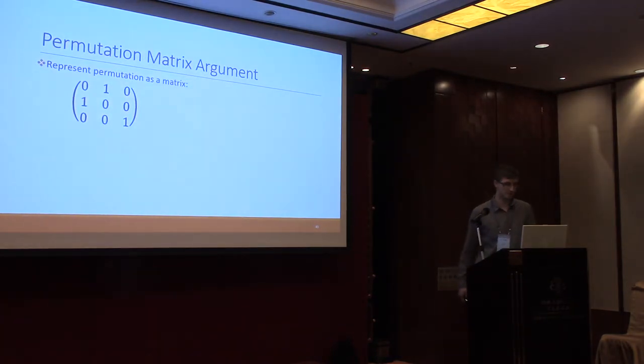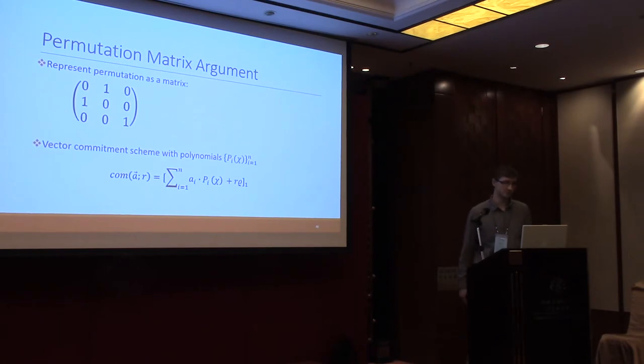And now a little bit in more detail. First is the permutation matrix argument. What's a permutation matrix? It's a matrix where in each row and each column we have exactly one 1, and all the other entries are zeros. Of course, if you multiply this matrix by a vector, then this vector will be permuted. We will use vector commitment schemes with polynomials. We have some polynomials, p_i, that are linearly independent, and the commitment will look as you see here. These p_i polynomials are evaluated at a random point, and also this rho is some random point, and all of this is in our CRS.